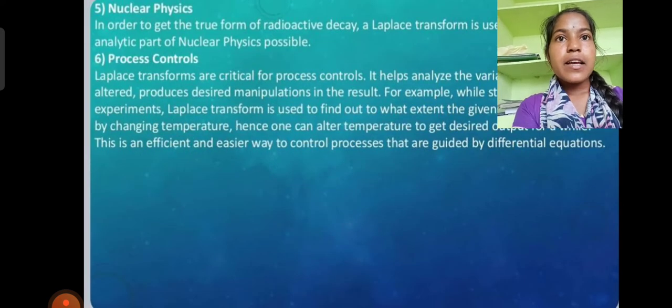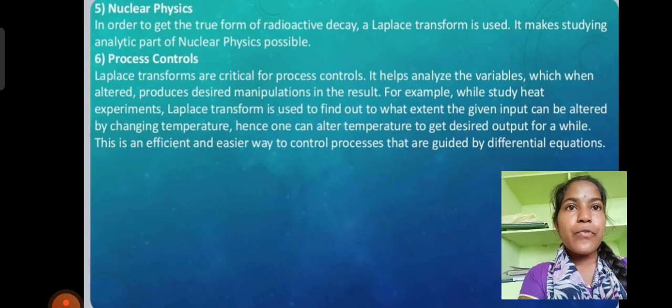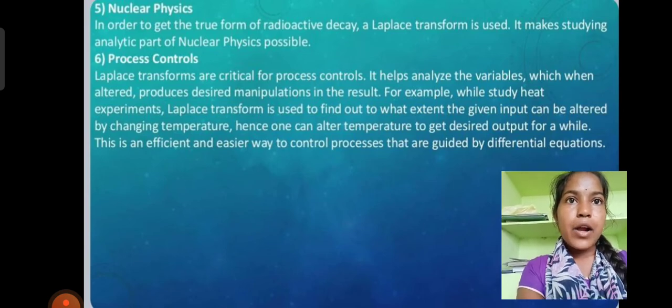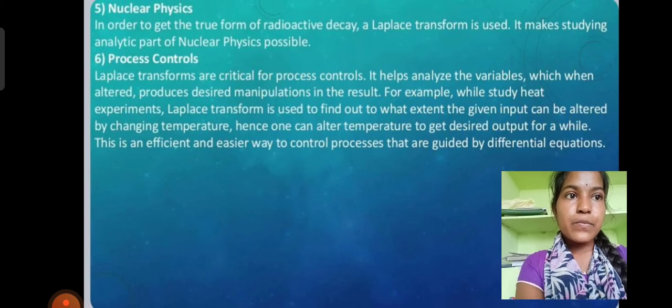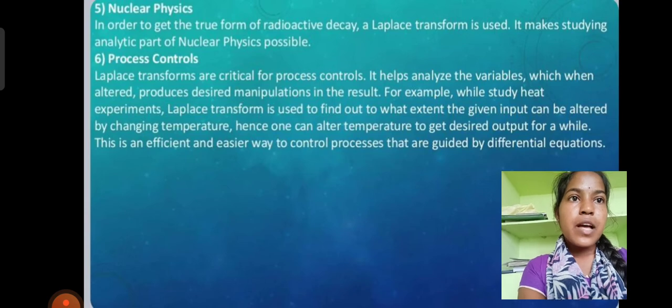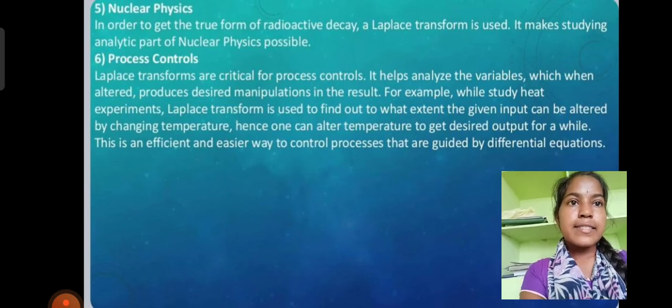Nuclear physics. In order to get the true form of radioactive decay, a Laplace transform is used. It makes studying the analytic part of nuclear physics possible. Process controls. Laplace transforms are critical in process controls. It helps analyze the variables which can be altered to produce desired manipulations in the result.